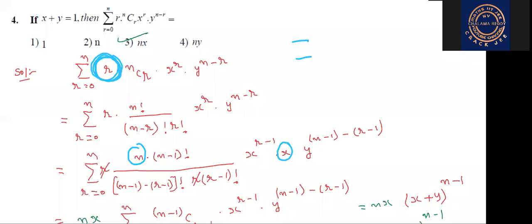How? Sigma nCr into x power r into y power n minus r means that value should be (x plus y) whole power n. Directly we can write. R is there extra, that is the problem. We want to eliminate the r. Okay, students, I think all of you understood now.